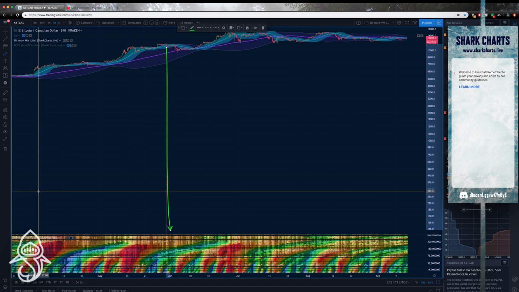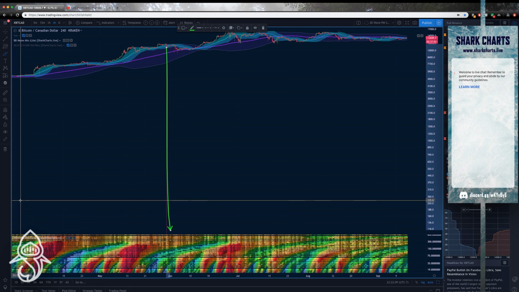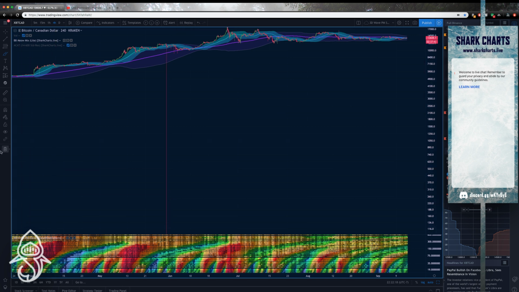here's my philosophy. If you're going to have derivative pairs for Bitcoin on currency pairings, at least make it so that it's the main exchange of the country. Right, so if you're a Canadian exchange, then yes, you're going to have this XBT CAD pairing. Or if you're a Korean exchange, you're going to have the XBT Korean Won pairing, right?